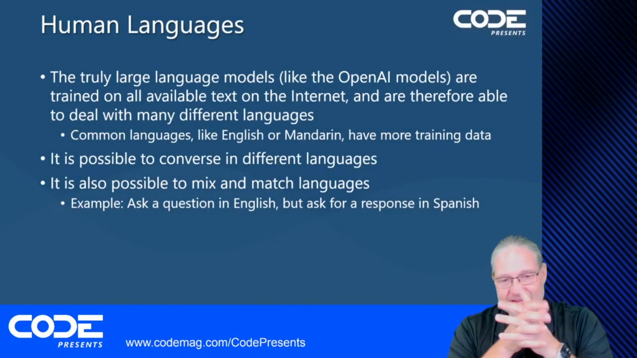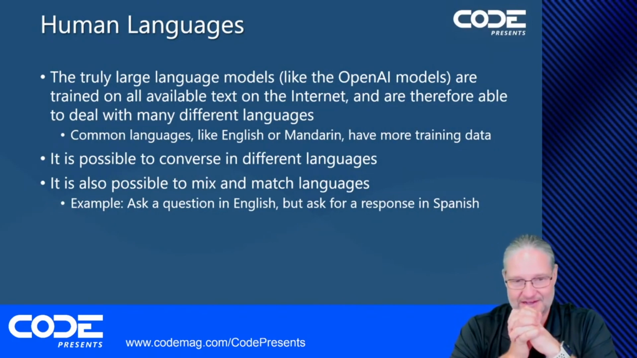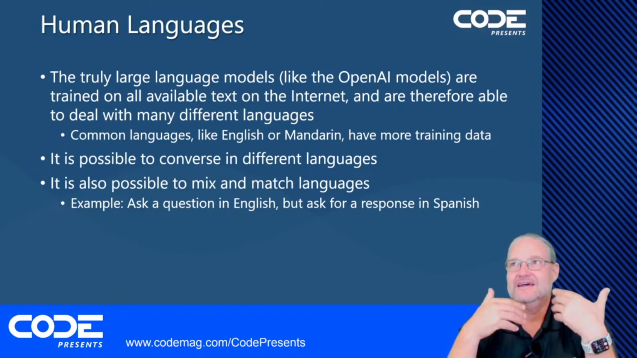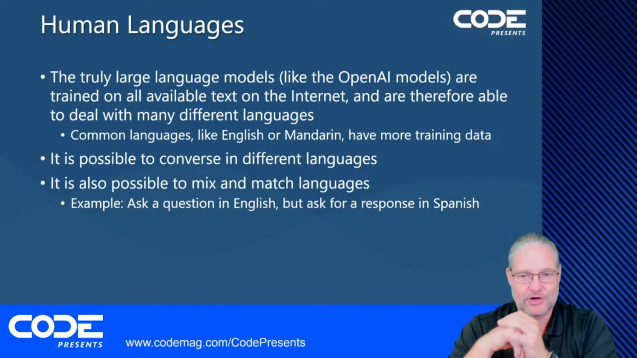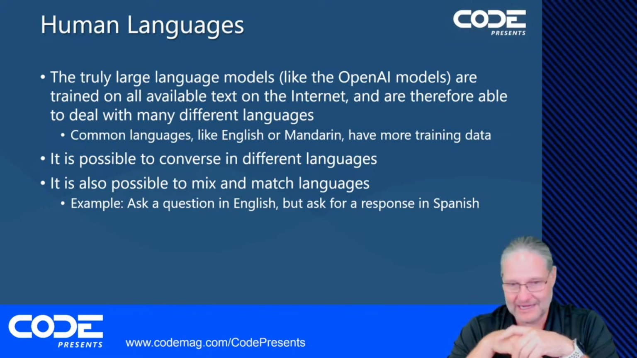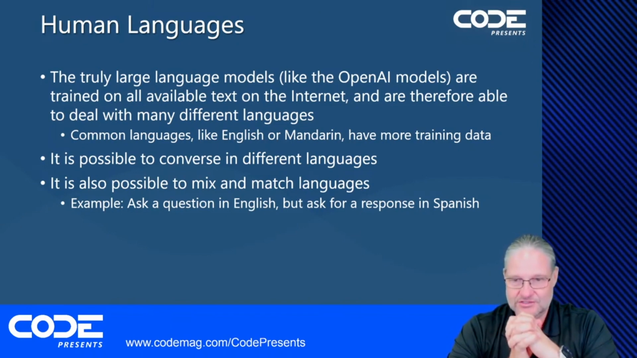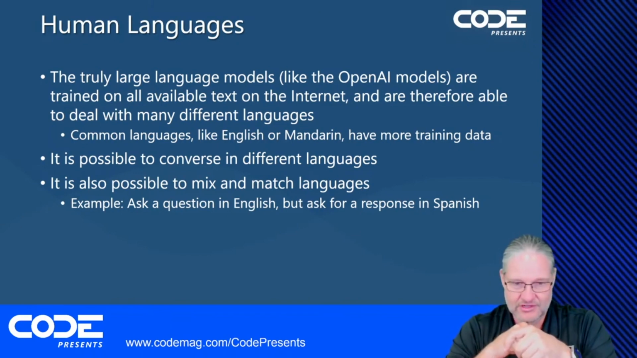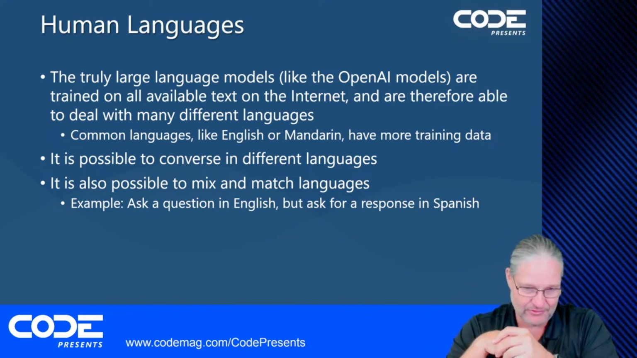All right. One of the things I want to mention here, because I think it's an overlooked aspect, is this is not just about English, but it's about all human languages. The truly large language models are trained on all languages. So you can use GPT to say, hey, answer this question, but respond in a different language. Or I could ask it in a different language.